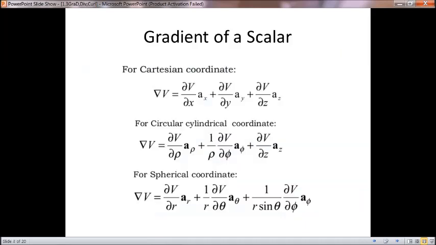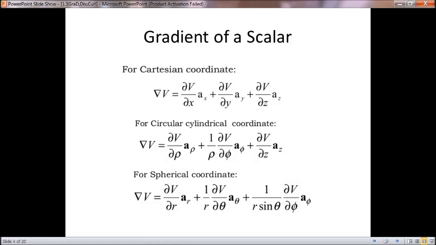The gradient of a scalar over all three coordinate systems is given as follows. For the Cartesian coordinate system, which has x, y, z as its components, if the function is considered as v, then del v, the gradient of v, is equal to dou v by dou x into ax vector plus dou v by dou y into ay vector plus dou v by dou z into az vector.